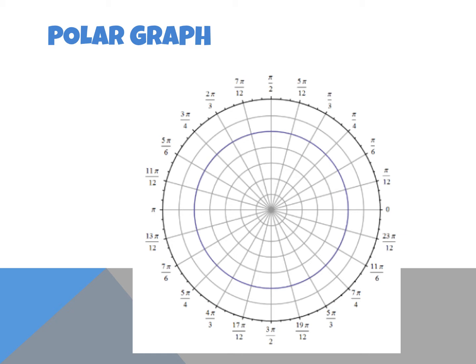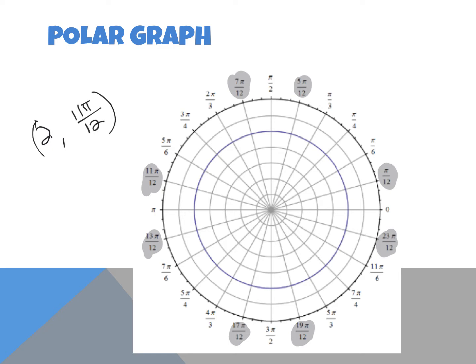This one has the over 12s, which fall in between. So you'll see an over 12 here, in between all of the over 6s, over 3s, and then the X and Y axis. It's just another spot for you to plot a point. So if I had given you the coordinate point 2 and then 11 pi over 12, you would just know to go to 11 pi over 12, which is over here, and I'd go out to the second ring and plot my point just like that.